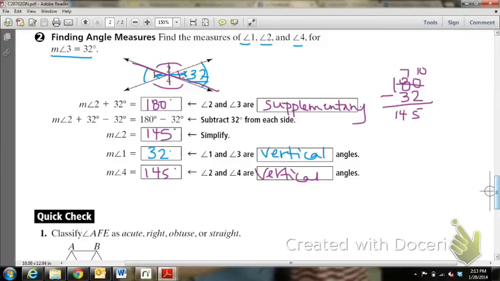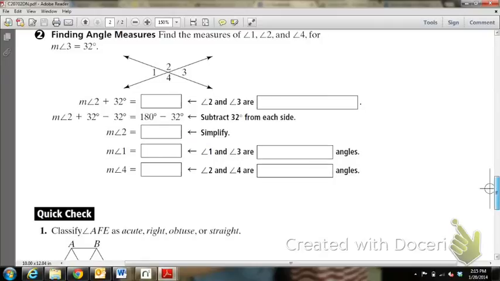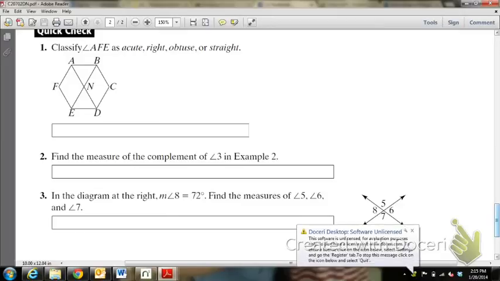Alright, so now you're going to try the quick checks. And the first one, you have to find angle AFE. So draw the lines on the picture. Okay, connect these 3 letters and see what kind of angle it's formed. Acute, right, obtuse, or straight. You're just putting the word in the box.